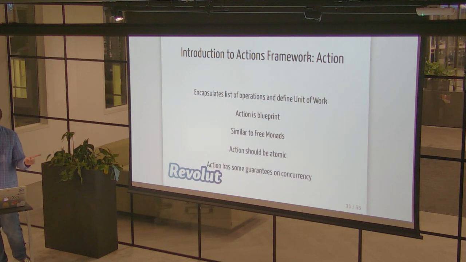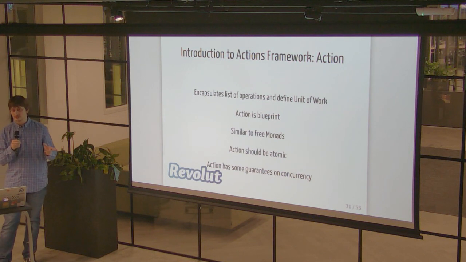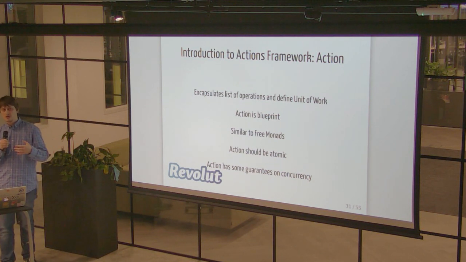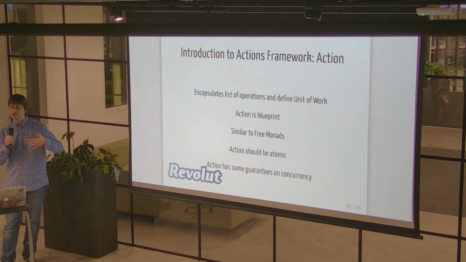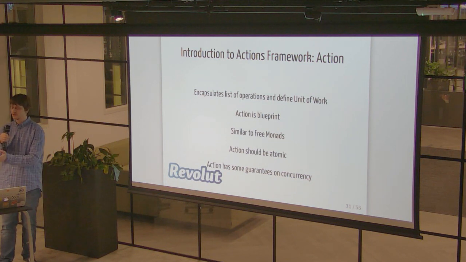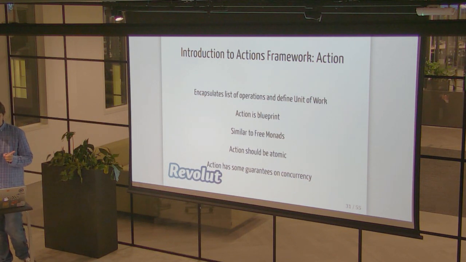The second one is that the action plan gives some guarantees on concurrency. You might change multiple models within the same action, concurrently with other actions, but there are some limitations. I will come back to this in the drawbacks part and how we can avoid these limitations.